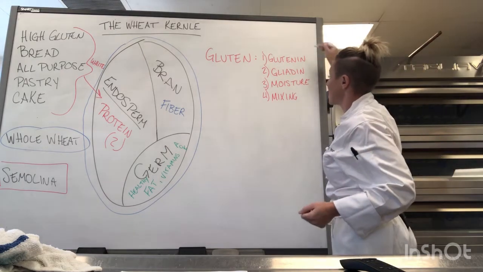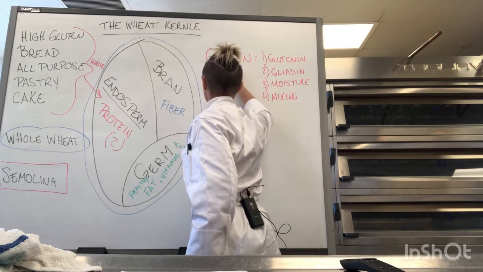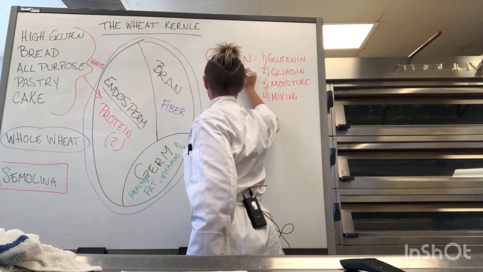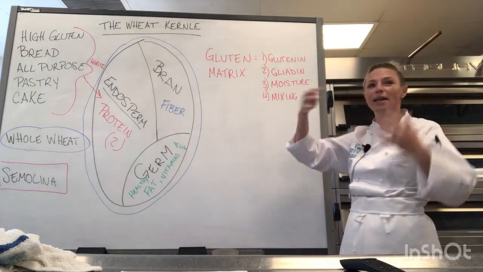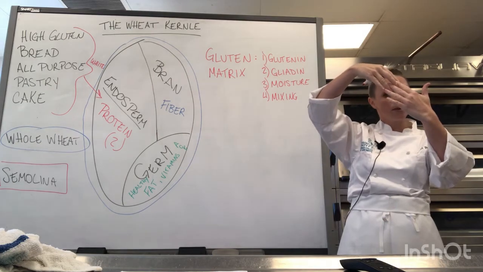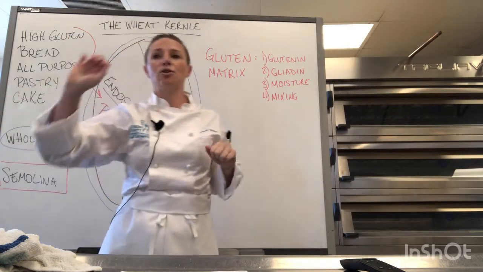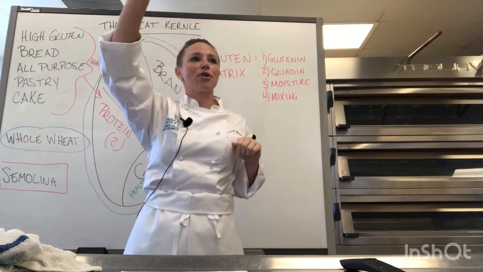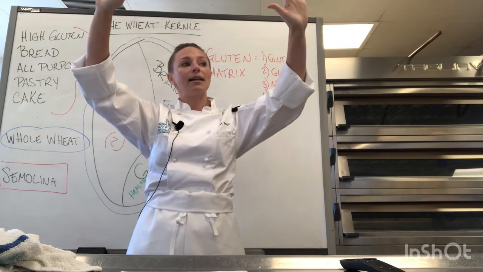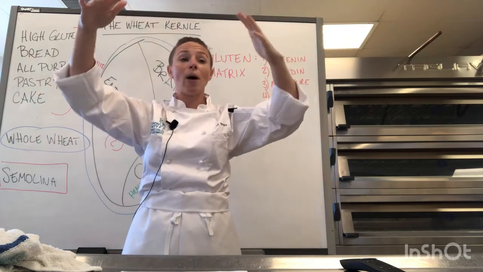All 4 of these things form what's called your gluten matrix, which is what I showed you when we pulled the gluten window. You could see those 2 proteins all linked up, okay? So really what's happening is, let's pretend my hands are the 2 gluten proteins. So you have your glutenin and you have your gliadin. They're just hanging out in the flour, and then you add moisture and you add mixing.